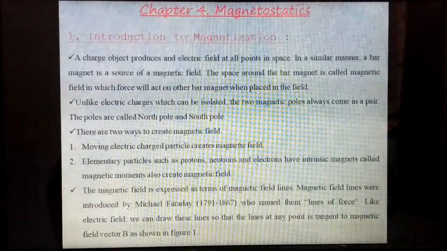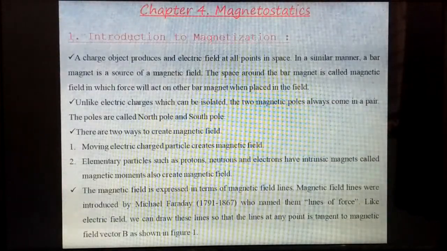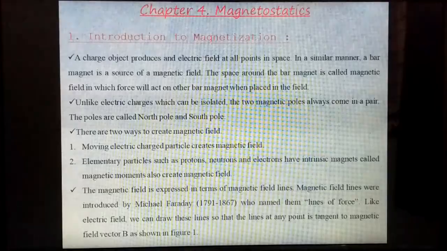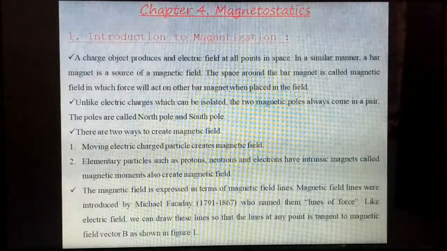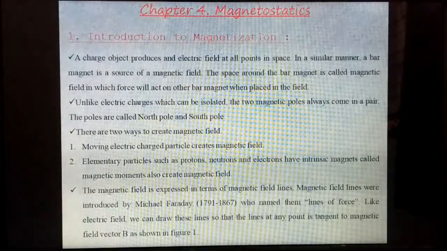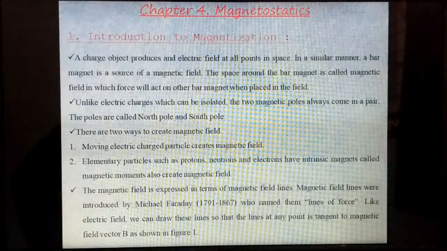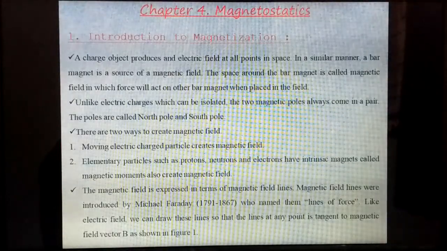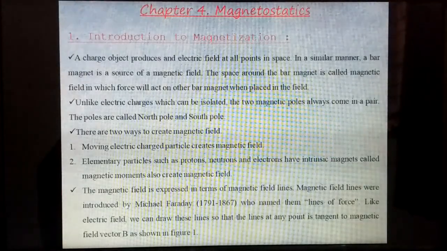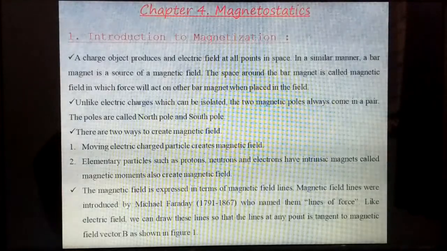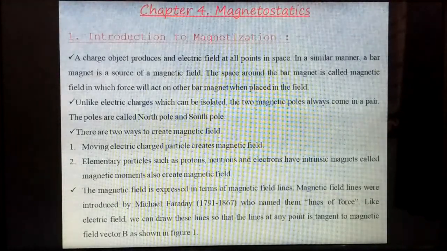The next chapter, chapter fourth, is magnetostatics. First of all, what is magnetization? A charged object produces an electric field at all points in space. In a similar manner, a bar magnet is a source of magnetic field. The space around the bar magnet is called the magnetic field, in which a force will act on another bar magnet when placed in the field. This is the magnetization.